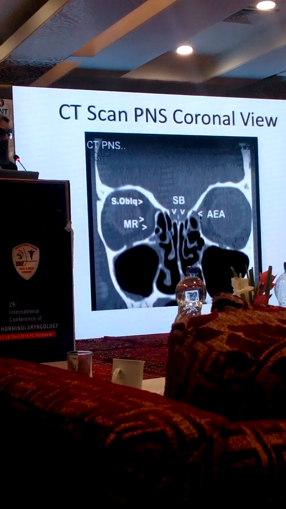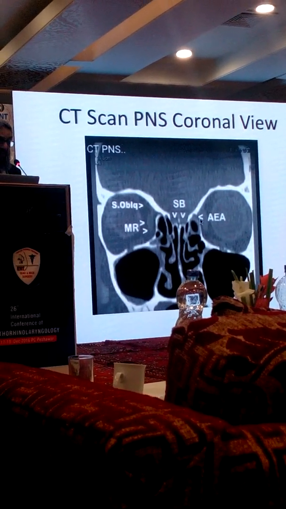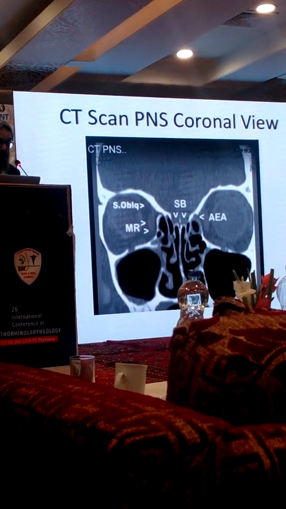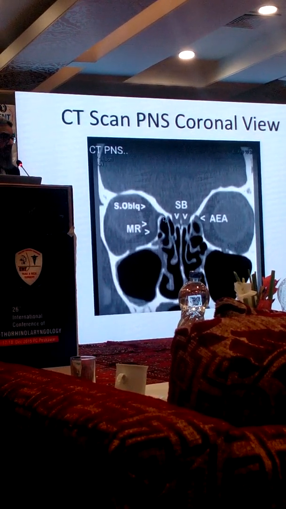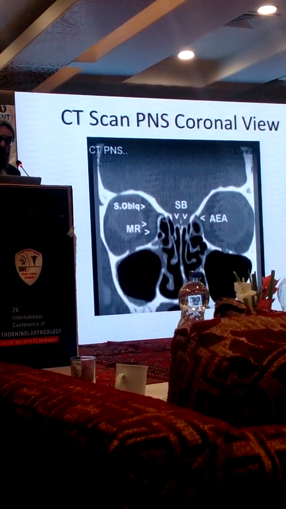Very clear nipple effect of the anterior ethmoidal artery. If we see this, it means that this is an anterior ethmoidal artery. This anterior ethmoidal artery is very safe because it is high up.